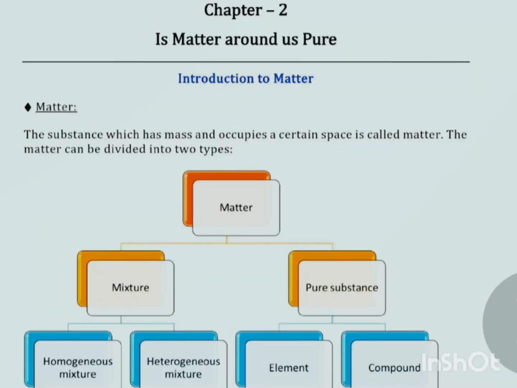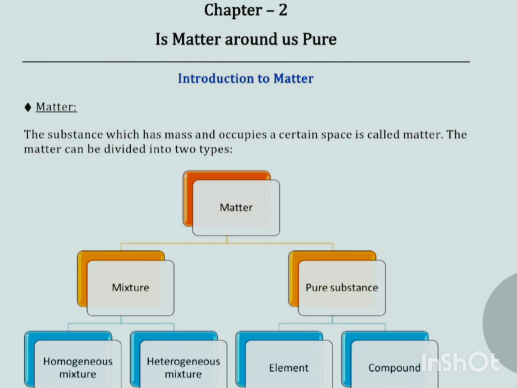Today in this class, let us learn about chapter 2 of class ninth chemistry: Is Matter Around Us Pure? You know that in the previous chapter we learned completely about matter, the different states of matter, some experiments and examples. Everyone knows that matter is something which occupies space and has mass. It is called matter.